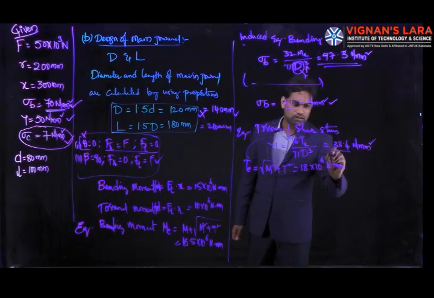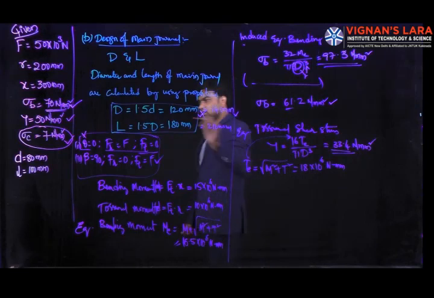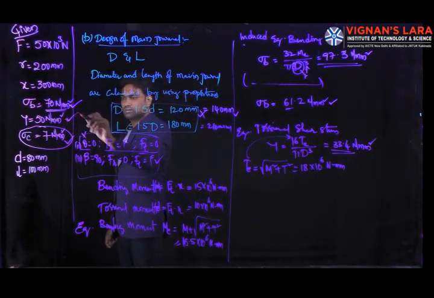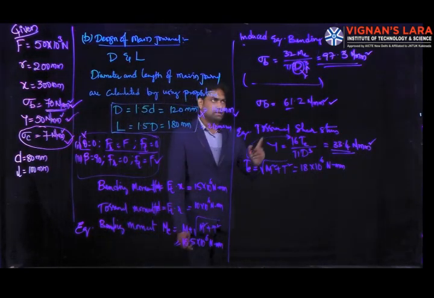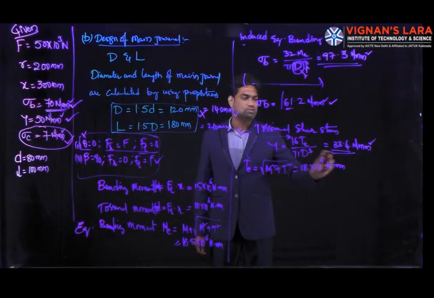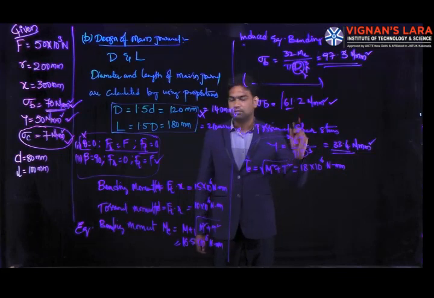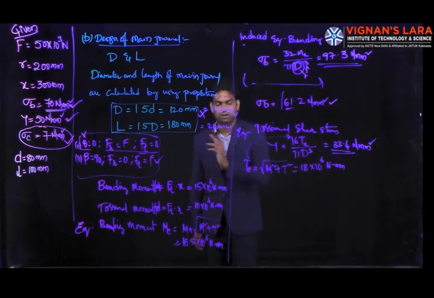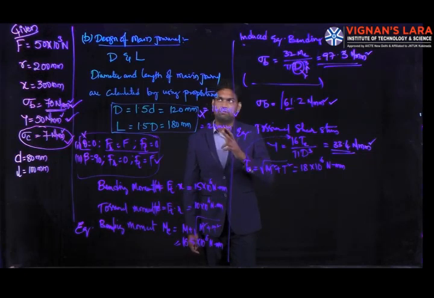Again, we need to check this value against the allowable value. Here the allowable stress is 50. So the induced stresses with the diameter of 140 mm will withstand both the bending and shear stresses, since they are less than the allowable stresses. So the design of the main journal is safe.